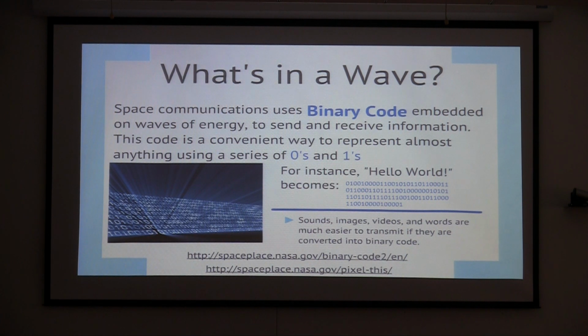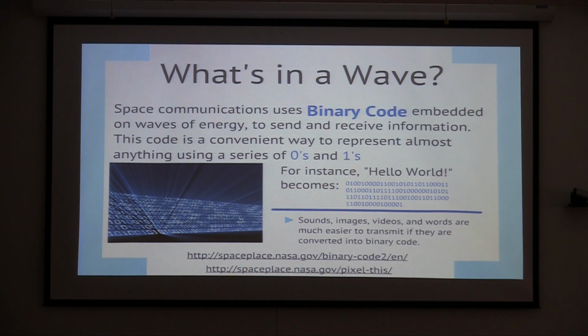So as I was talking before about language, satellites use the language of binary code to send messages from space down to Earth. Space communications embeds this binary code onto waves of energy, radio waves, infrared waves, visible light waves, to send and receive information from as far away as Pluto or Saturn to as close as the International Space Station. And even the internet connection that you guys have today uses binary code to send all of your messages from point A to point B.